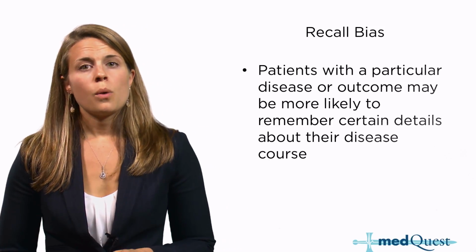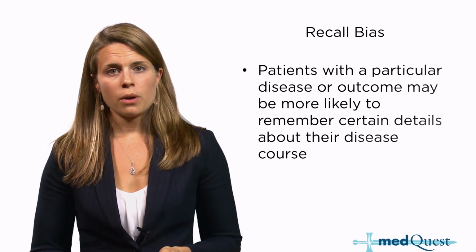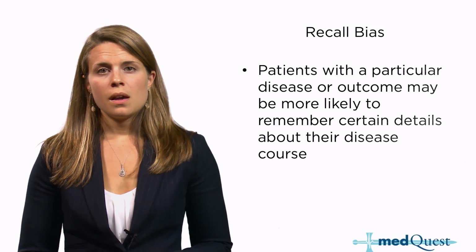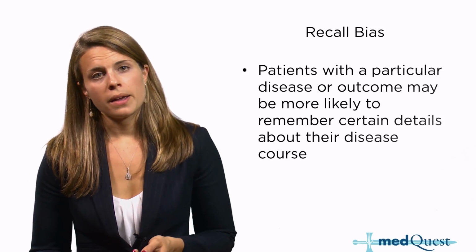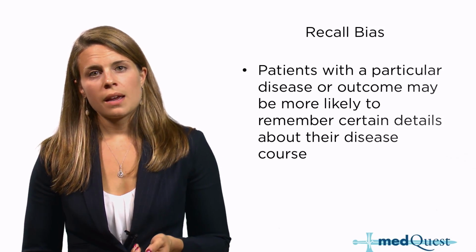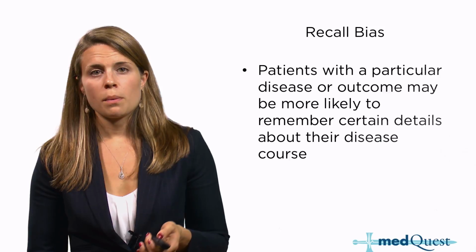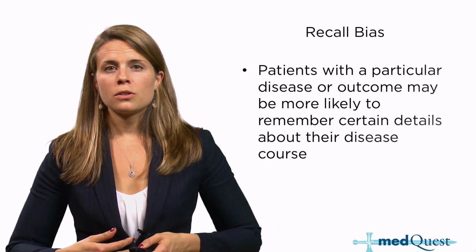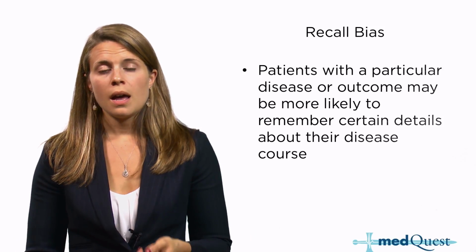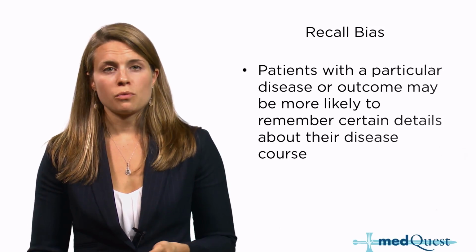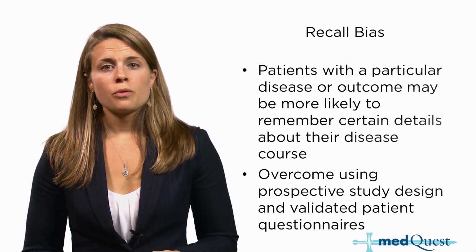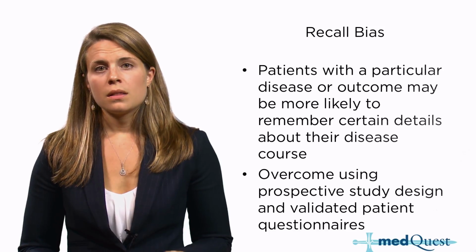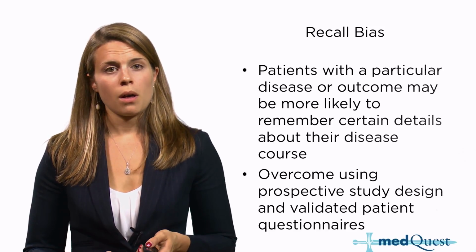Recall bias occurs when patients with a particular disease or outcome may be more likely to remember certain details about their disease course. There's actually another type of recall bias which has a time component, which is to say that patients are more likely to remember things accurately if they happened closer to the time of the study compared to things that happened further back in history. Either way, those are both forms of recall bias. This is overcome by using a prospective study design and validated patient questionnaires. This is really going to minimize any kind of recall bias.